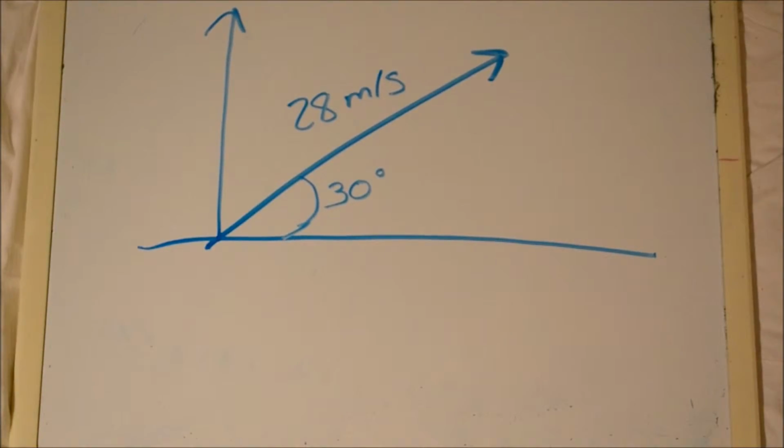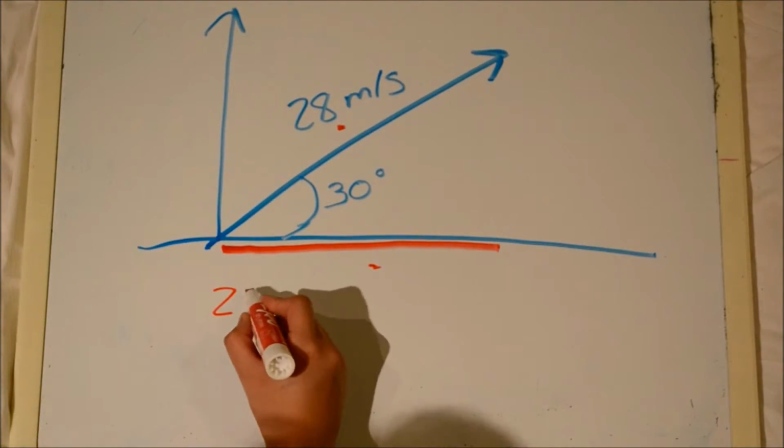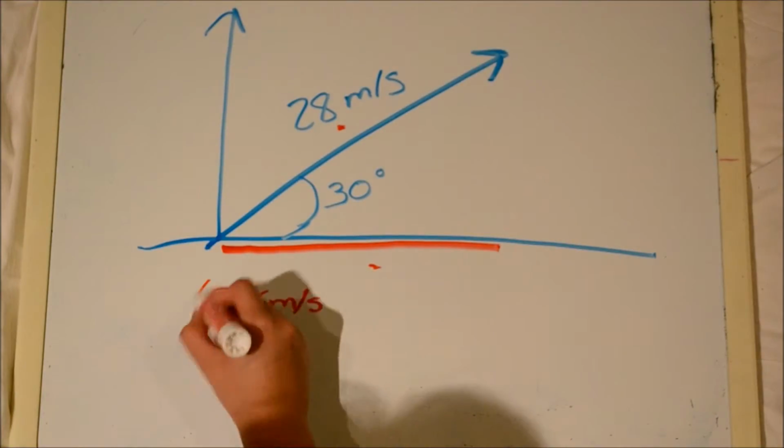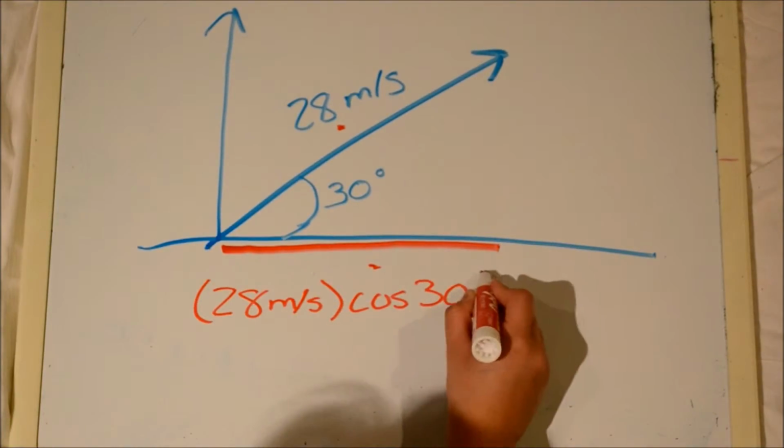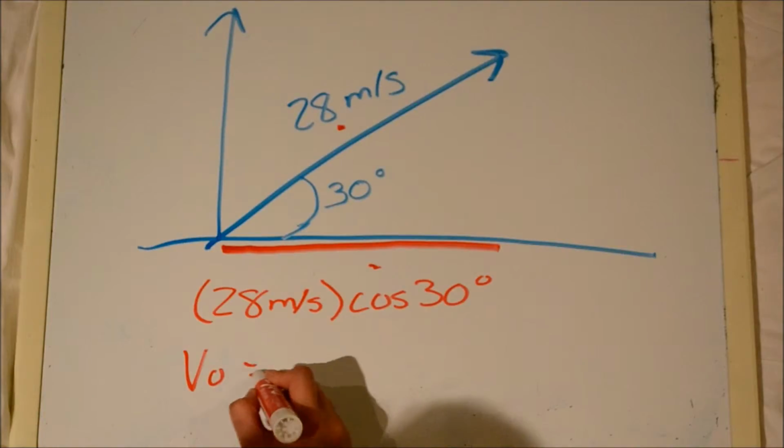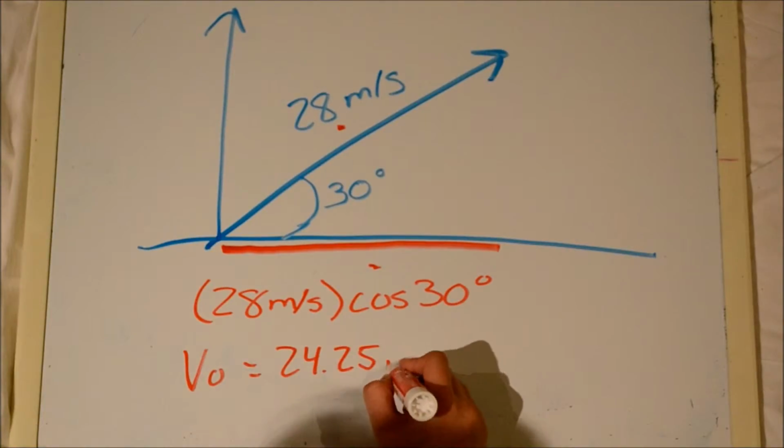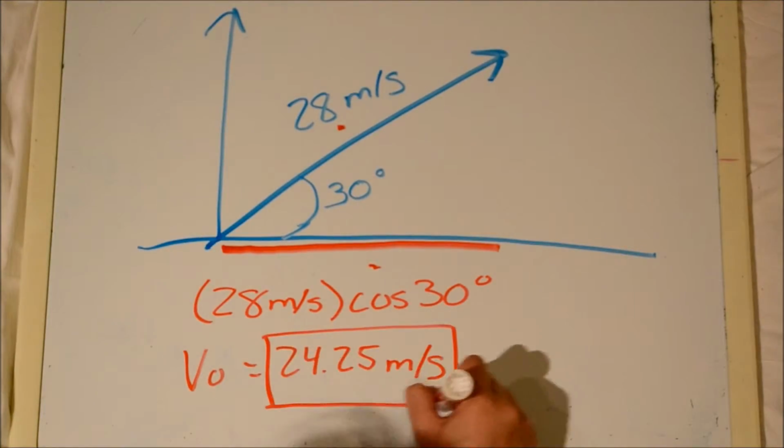Now to find the initial velocity in the x direction, you will use cosine because it deals with the hypotenuse and adjacent side to the angle, which is 30 degrees. So you will multiply the given velocity of 28 meters per second by the cosine of 30 degrees and you get 24.25 meters per second. And this is your initial velocity in the horizontal direction.